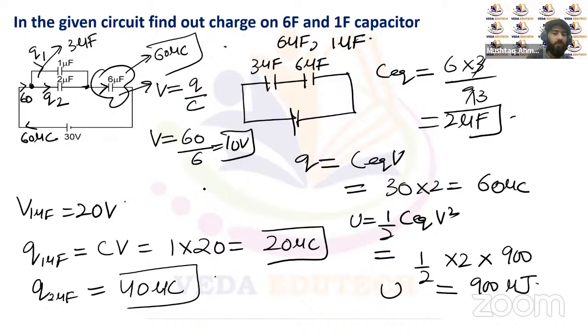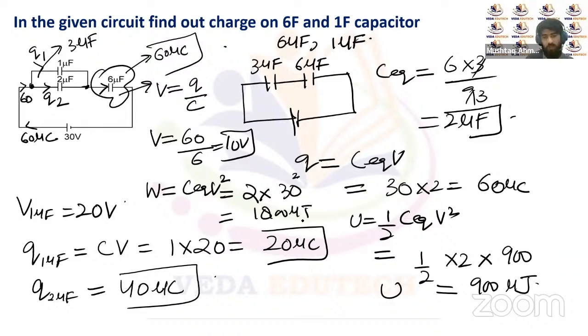If we have to calculate the work done by the battery, it will be C equivalent V square, right? Now the C equivalent here is 2. So the total work done by the battery will be 2 times V square, that's 30 square, right? So the work done by the battery will be 1800 microjoules, right? So the heat dissipated in this case will be 1800 minus 900.